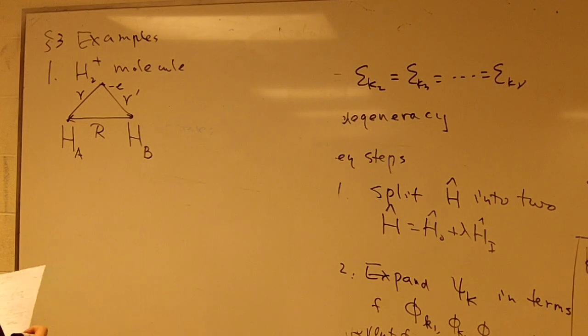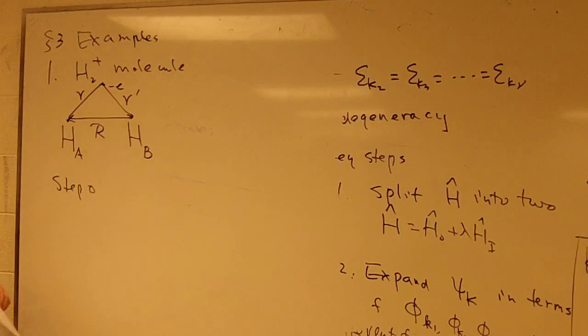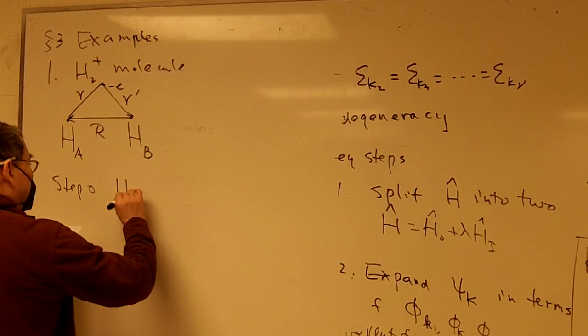So we will use a step-by-step fashion, exactly the same as we did last time. First, which we call step 0. Step 0 is basically the original Hamiltonian.